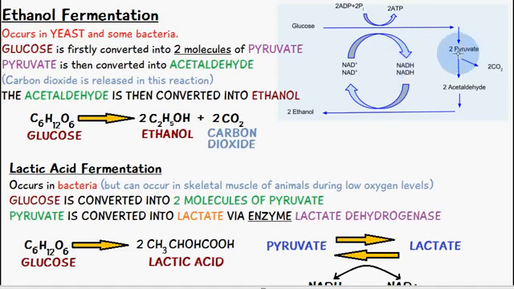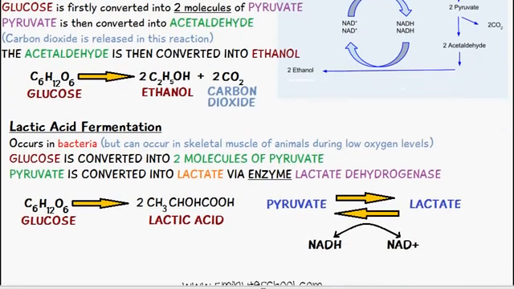And then from here, pyruvate is converted into acetaldehyde. You can see carbon dioxide is removed, and then from here acetaldehyde is converted into ethanol, and during this process NADH is converted back into NAD+. Okay, so that's ethanol fermentation.